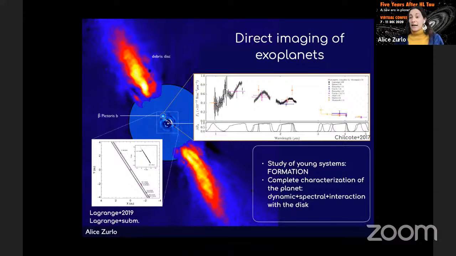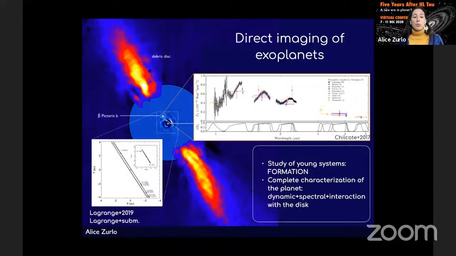There are also, of course, other advantages. You can see here a very good example: the system of Beta Pictoris. Here you can see an image where we can see the planet b detected with direct imaging, and also the giant debris disk around the star. With this technique, we can have a complete characterization of the planet. In this case, which is very favorable, we have many years of observation of this system, and we covered almost the complete orbit of the object.